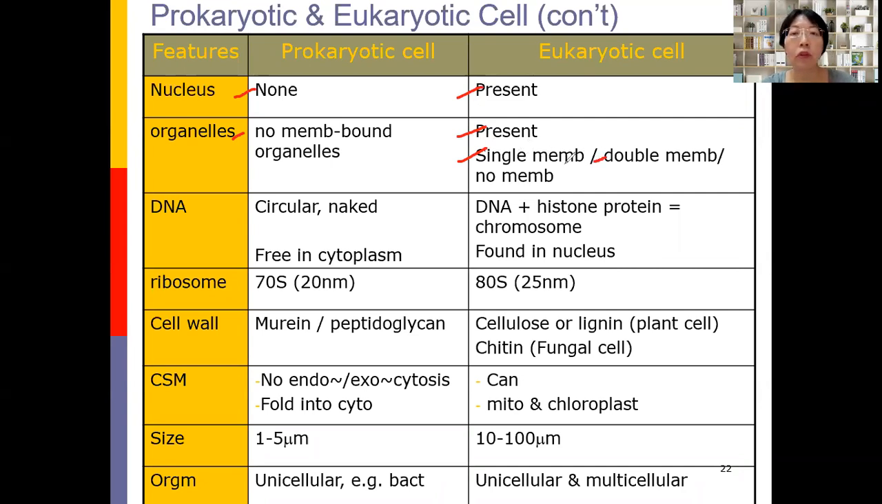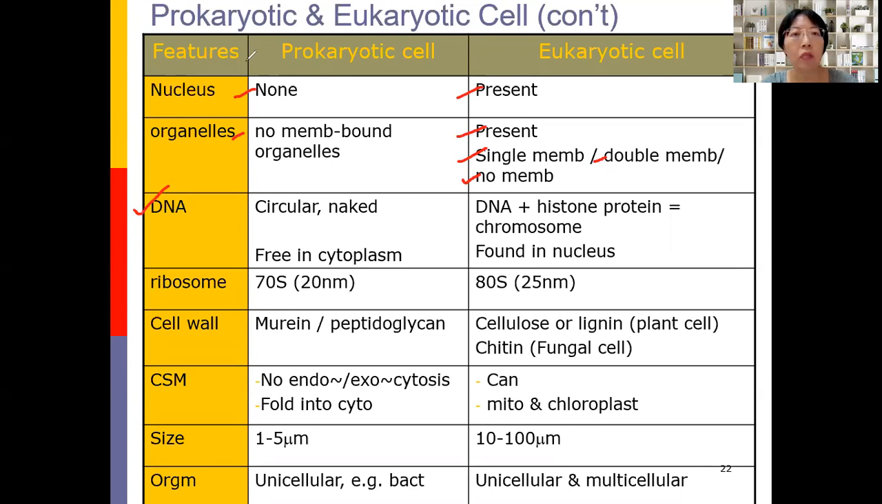Double membrane like mitochondria, chloroplast, nucleus, as well as organelles without membrane like ribosomes. Right, ribosomes. There are no membrane. Okay, now what about the DNA?